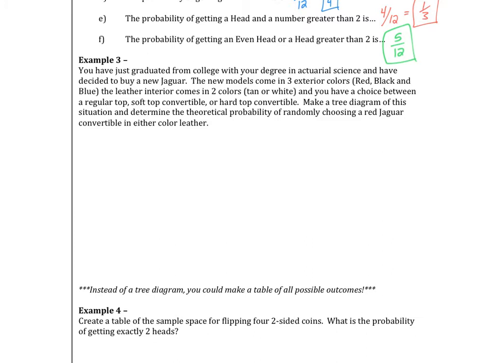So let's start with the first thing they tell us. They tell us that 3 exterior colors, red, black, and blue. So we're going to start with the exterior color. Oops, there's no E in color. This would be red or black or blue. Those are the possibilities. Then you'd have to choose what kind of leather. The leather interior comes in 2 colors. So this would be leather.